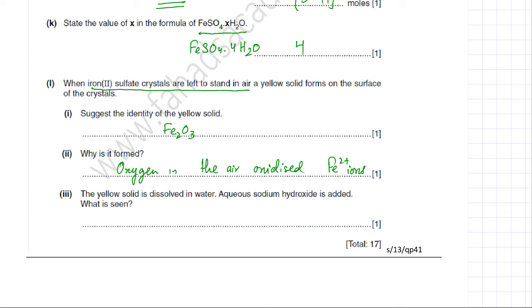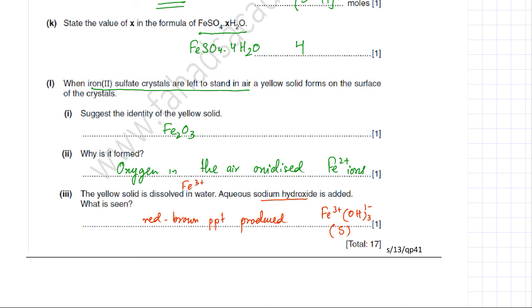And in the last part, the yellow solid is dissolved in water. Remember, the yellow solid contains Fe3+ ions, and he's forming an aqueous solution, and NaOH is added. Now, NaOH, sodium hydroxide, is a test for iron 3 ions, and if you remember the test for iron 3 ions, when NaOH is added, a red-brown precipitate would be produced. So that is a test for iron 3 ions, because iron 3 ions in aqueous state would combine with the OH ions in aqueous state as well, and they would form Fe(OH)3, which is an insoluble red-brown precipitate. So a solid Fe(OH)3 would be produced.